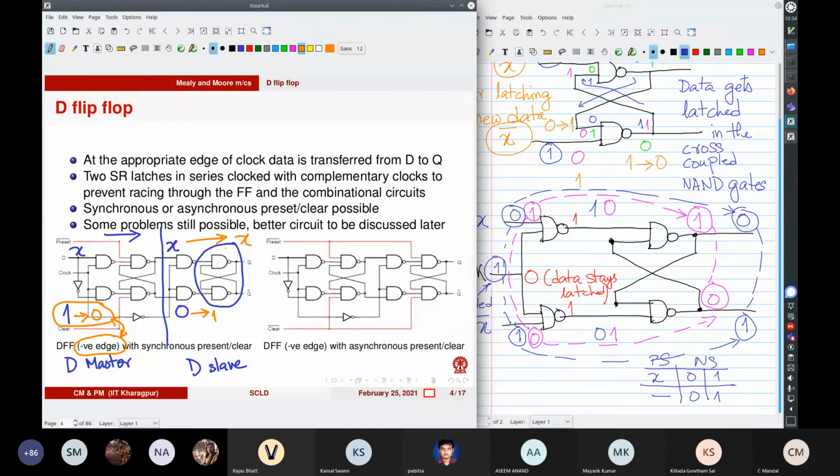Now, it also has two inputs, as you can see. This is preset bar and clear bar. Actually, that bar is not visible now, so let me just wipe it out. You can see the bar.